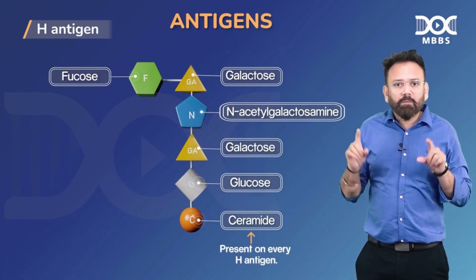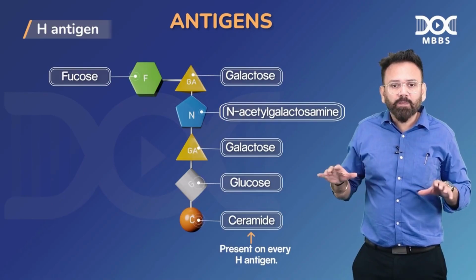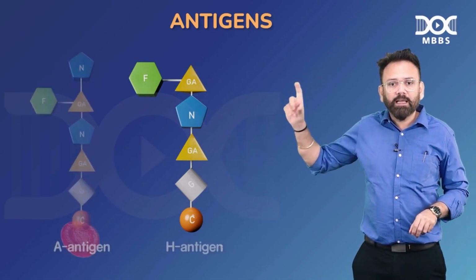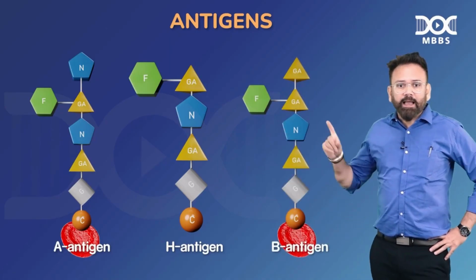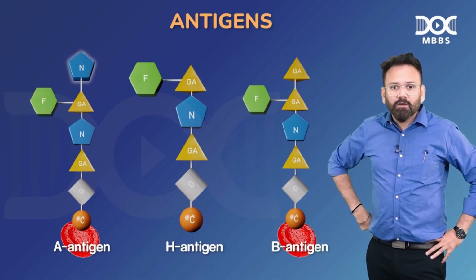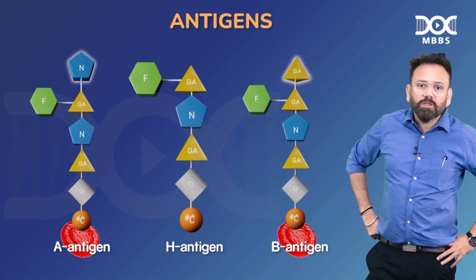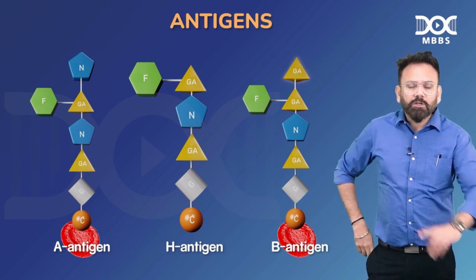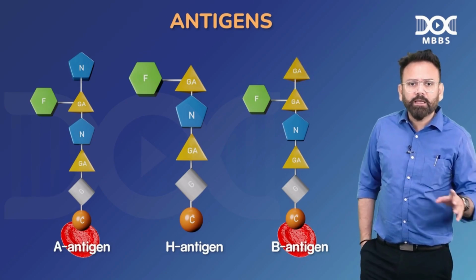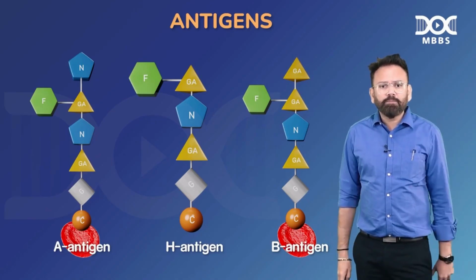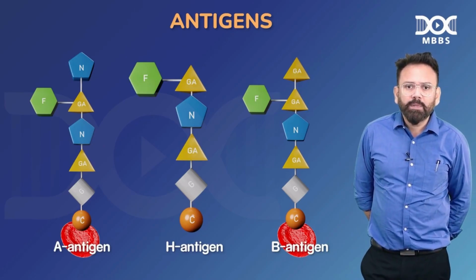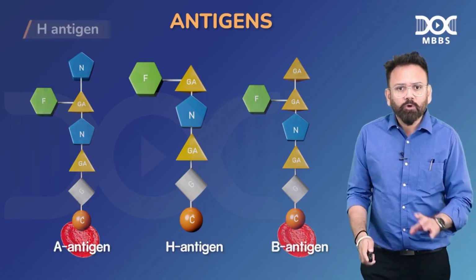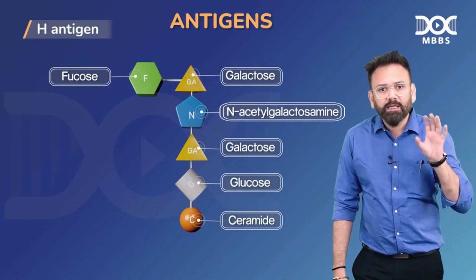If you see ceramide is on every H antigen, you can beautifully appreciate what is A antigen and what is B antigen. It depends on whether it is having N-acetyl galactosamine or it is having galactose transferase. Am I clear? This diagram is very important. Sometimes they can just give you this H antigen diagram. You have to represent what is in the A antigen and what is in the B antigen. Am I clear? So H antigen is in every individual.